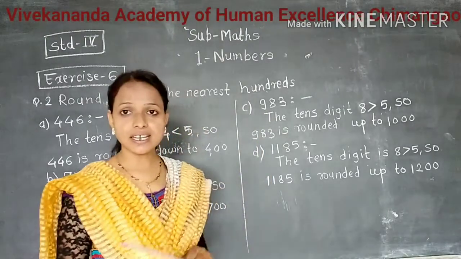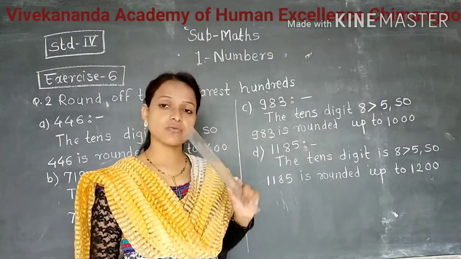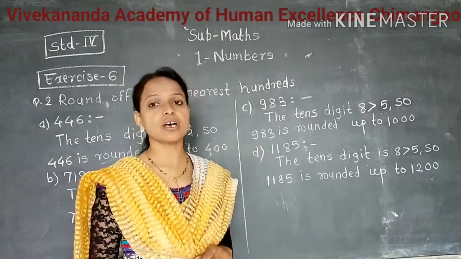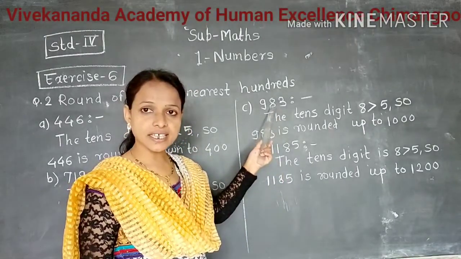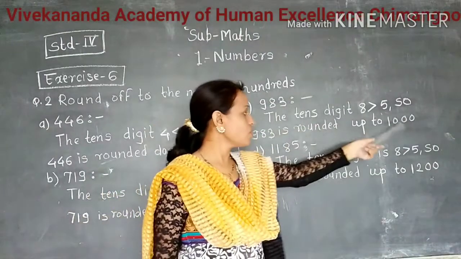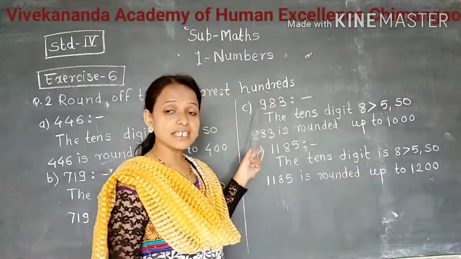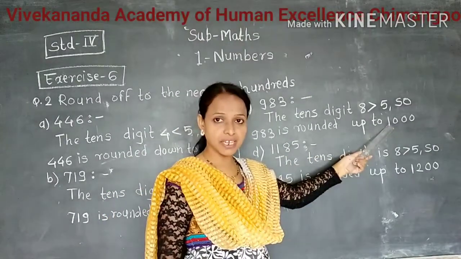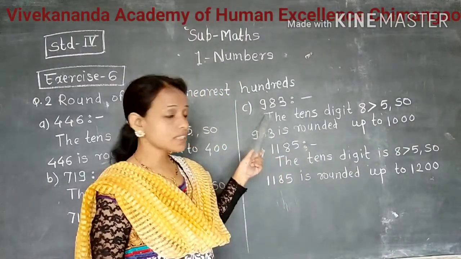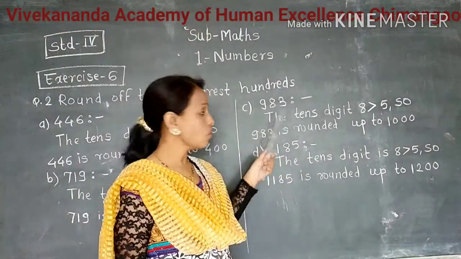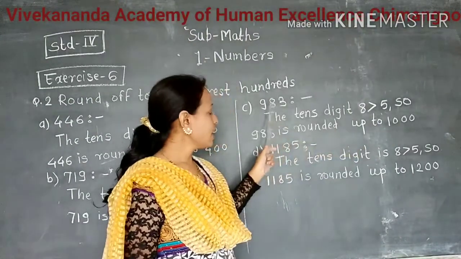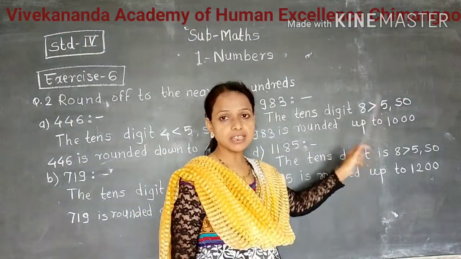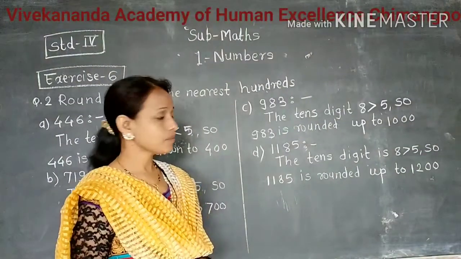If the ten's digit is greater than or equal to 5, then replace the one's digit and ten's digit by 0 and increase the 100 digit by 1. Here the ten's digit is greater than 5, so replace the one's digit by 0, ten's digit by 0 and increase the 100 digit. The 100 digit is 9, so 9 plus 1 is 10, so it becomes 10. What is your answer? The ten's digit 8 is greater than 5, so 3 is replaced by 0, 8 is replaced by 0 and the 100 digit 9 plus 1, it will become here 1000. Okay.